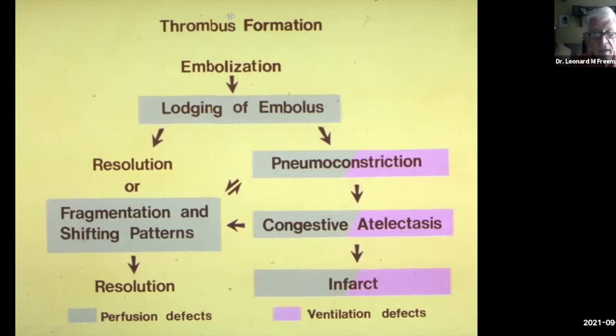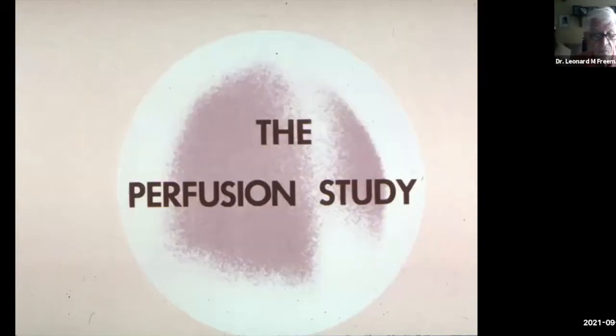In the 10% of the cases that you see on the right side, where you proceed to pneumoconstriction and atelectasis, this is where you proceed and have an infarct. So, of course, keep in mind the difference between a pulmonary embolus and a pulmonary infarct, with the latter being where the ventilation, the bronchial circulation fails.